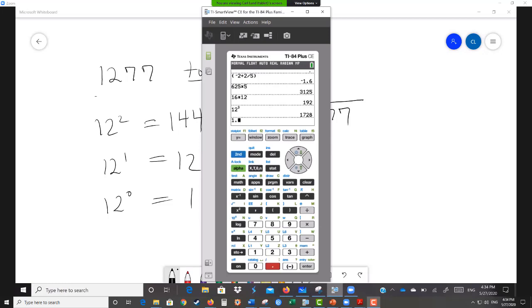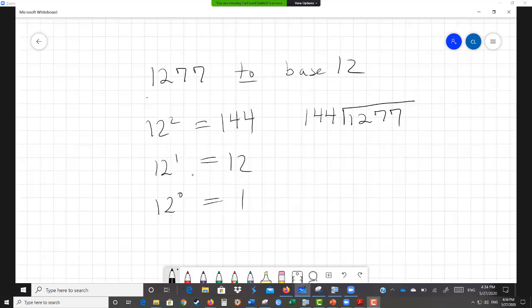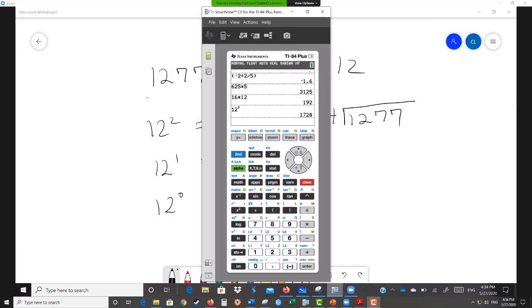Okay, now you can see my calculator. Sorry about that. So I want to divide 1,277 by 144. Here's how I'm going to do this. I'm going to kind of cheat and do it using the calculator to help me.